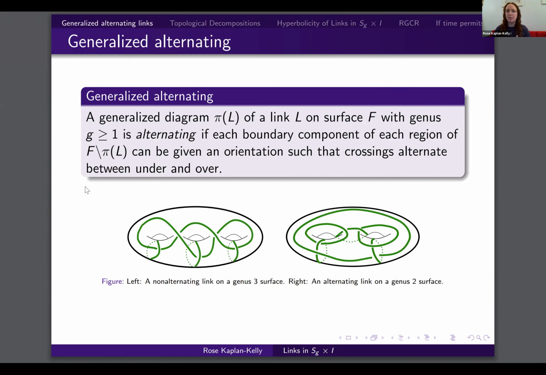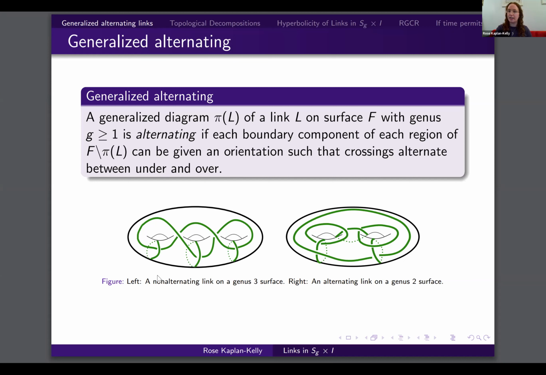Throughout this talk, we're going to talk about links which are alternating on a surface F with genus greater than or equal to 1. So we can see pictures of these generalized diagrams here. This is a genus 3 projection surface, a genus 2 projection surface with our links in green on them. And we'll think of our links as being in the thickened surface on the projection surface at F cross 0. We say that such a diagram is alternating if for every boundary component of every region, we can give an orientation such that crossings alternate between under and over.